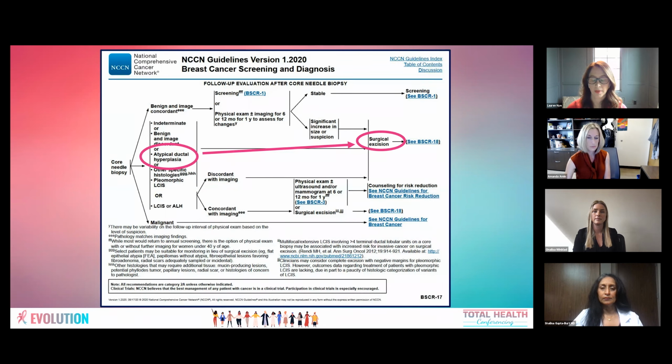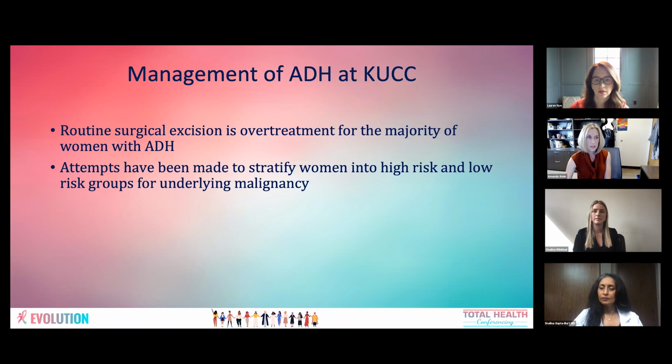And so tell us a little bit about how we manage this at the KU Cancer Center. So routine surgical excision for ADH is overtreatment for the majority. Ideally, a woman would be offered surgical excision if they're found to be at high risk for upgrade, and all other women who are at lower risk could be offered surveillance and consideration for chemoprevention, and only have intervention if there's a change over time.